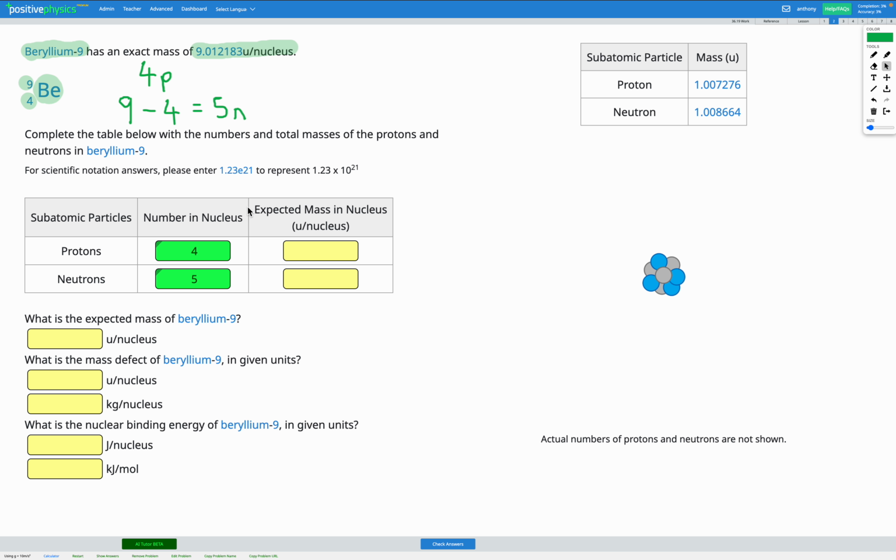Now we need to figure out the expected mass of those protons and neutrons. Looking over here at this table, we can see that a proton has a mass of 1.007276 U, and a neutron has a mass of 1.008664 U. So for the expected mass of protons in the nucleus, we've got 4 protons, and the mass of a proton is 1.007276 U. If we multiply those together, we get 4.029104 U for our mass of protons.